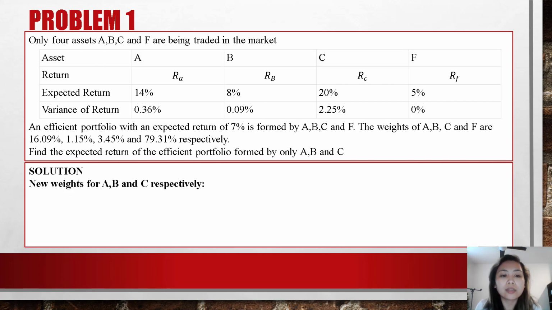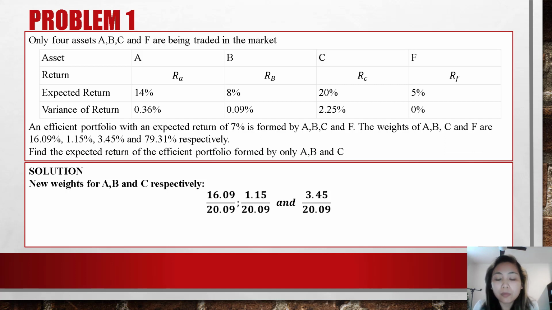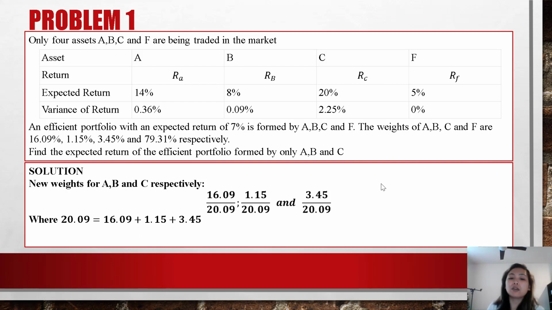Solution. New weights. So here, first of all, when we consider a portfolio that consists of all of these four assets, we have the weights 16.09, 1.15, 3.45, and 79.31% respectively. Now if we drop F, we have to reweight the three assets A, B, C. So the new weights for A, B, and C respectively are 16.09 over 20.09, 1.15 over 20.09, and 3.45 over 20.09. Here 20.09 is the sum of the weights of A, B, C from the original portfolio. So that's how we reweight the portfolio.